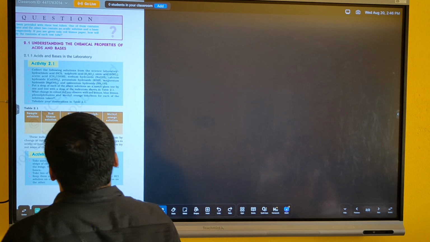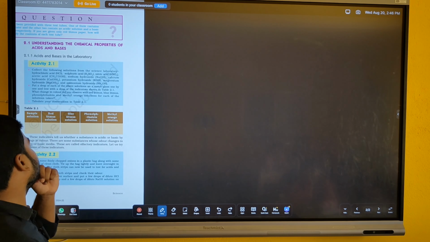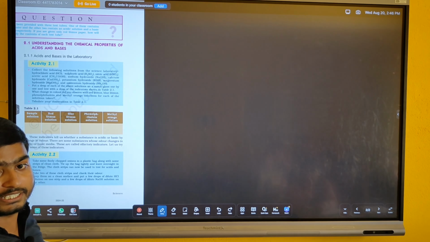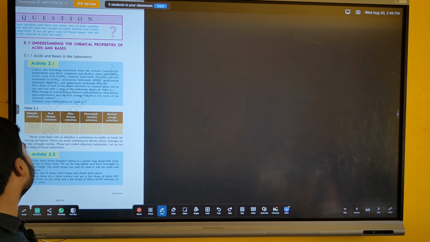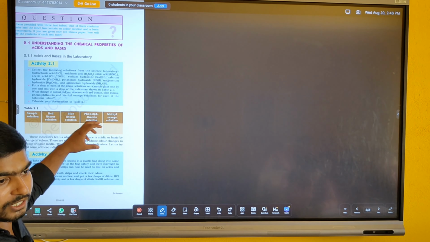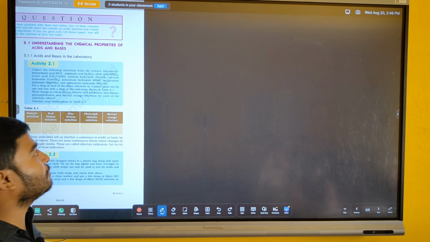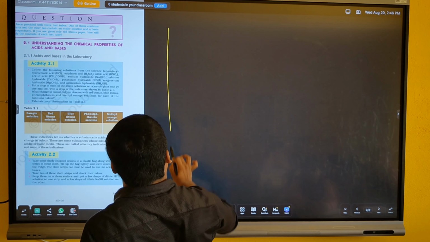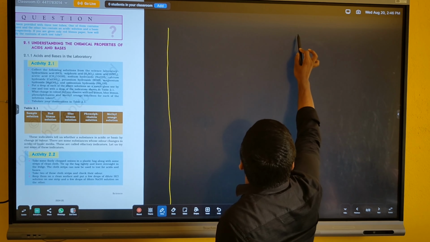Next, we have to prepare a table, and in that table we have to write down from the activity what kind of color change we have observed here. So that table we have to prepare. So make a table.